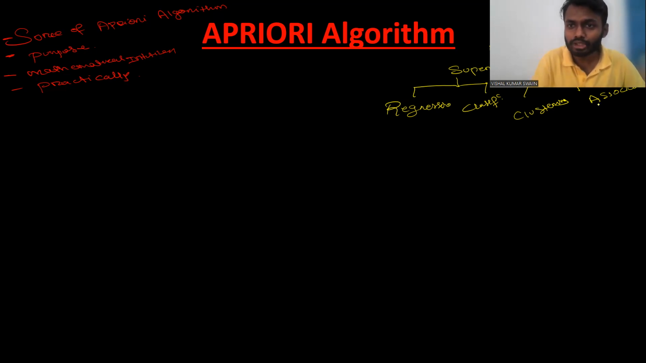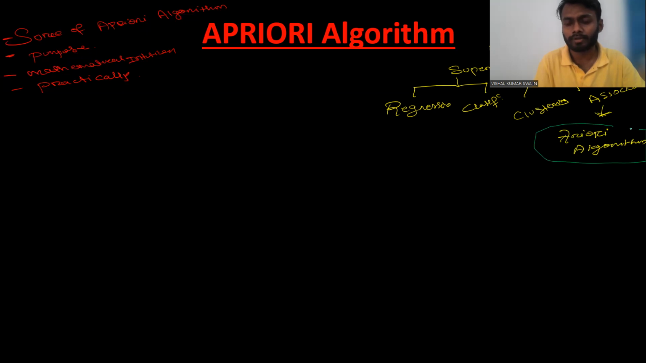So now here in association, there is a very good algorithm, one of the big algorithms, known as the Apriori algorithm. So it means the source of the Apriori algorithm is here. So now understand, this is the Apriori algorithm. From here only you will get the Apriori algorithm. It means whenever you hear about association, the best algorithm that is used is the Apriori algorithm.